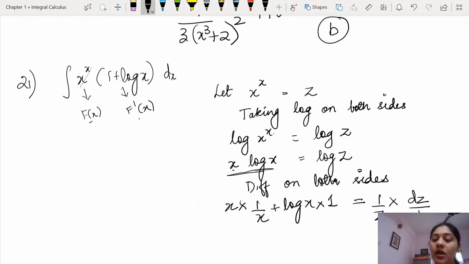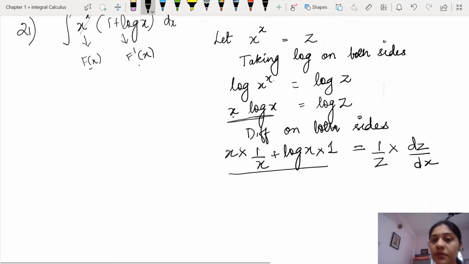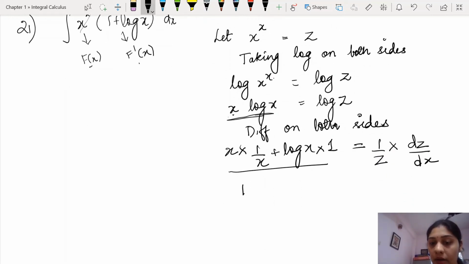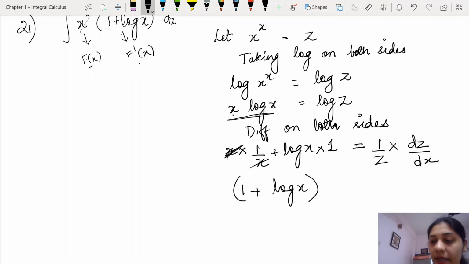Now let us simplify this further. The x and x get cancelled, and what you get is a 1, plus log x, so 1 plus log x is what you have here. Close the bracket. This dx you take to the other side, and what you get is dz by z.